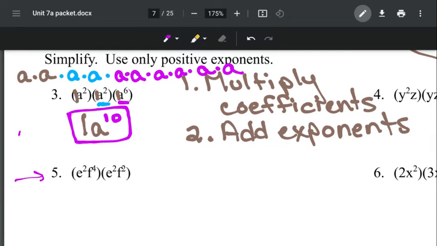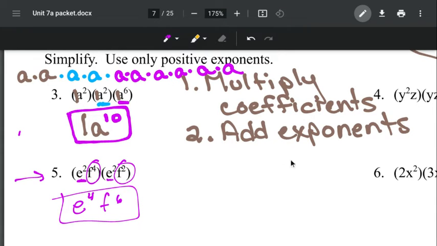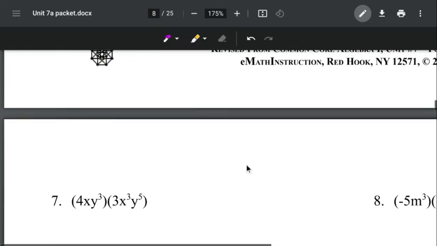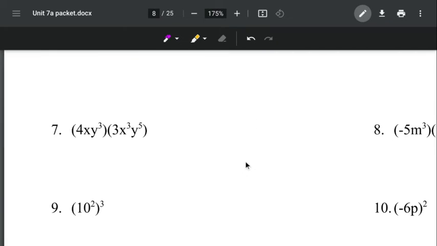Now for question 5, we have 2 letters. So you add your e exponents together. So that's e to the 4, and f to the 4 times f to the 2 is f to the 6. And that's it. I'm going to move to the next page because my pages are messed up. So multiply your coefficients. 4 times 3 is 12. Now this first one doesn't have an exponent that you see, but remember there's always an invisible one. So when you add your exponents, you get x to the 4, and the y exponents, y to the 8.